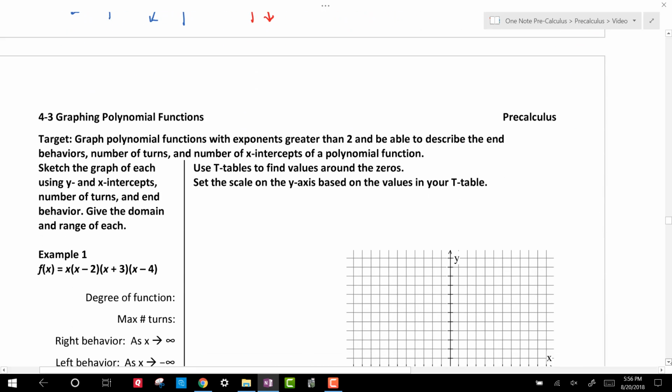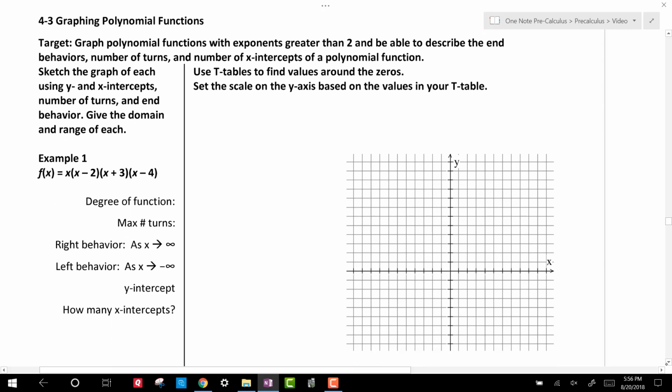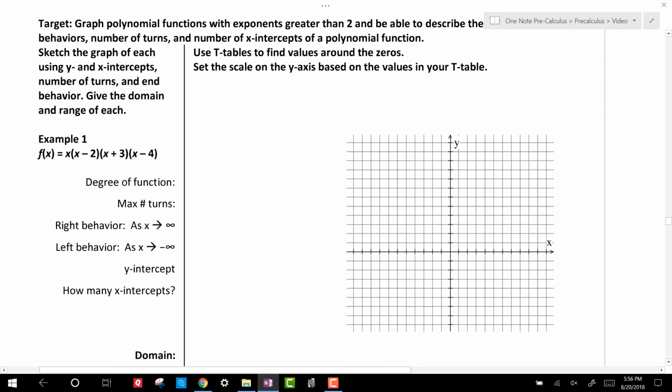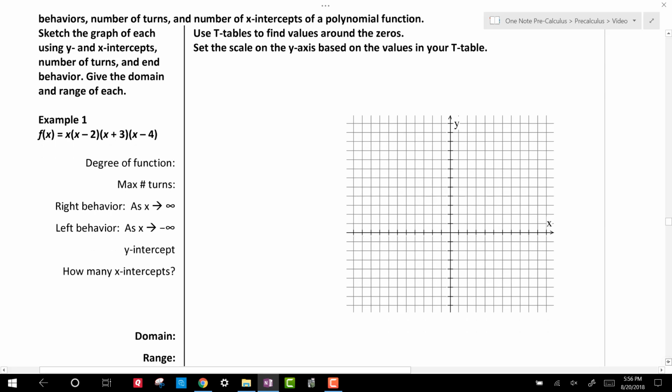Now what we want to be able to do is use all that information to graph these polynomials. The first thing I want to do is, you'll notice my polynomial is already in factored form, and we've been talking about factors versus x-intercepts of a polynomial. So one of the first things I'm going to do is look at all this information that we just talked about. What's the degree of this thing?